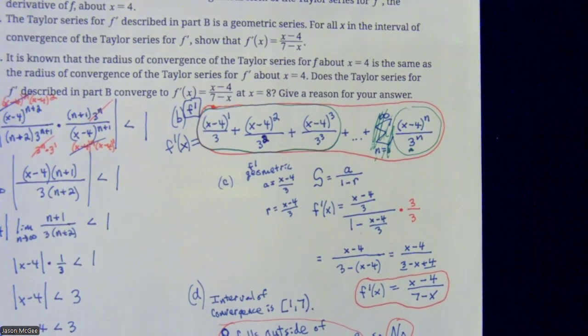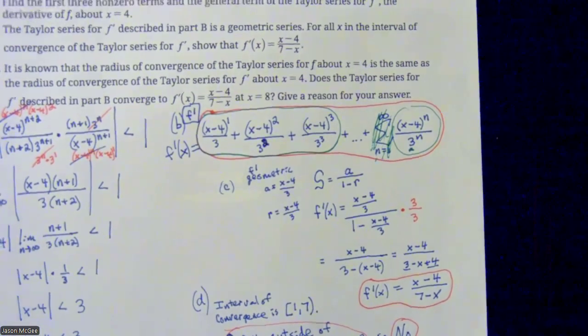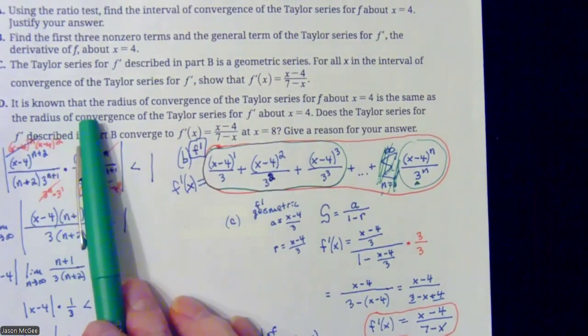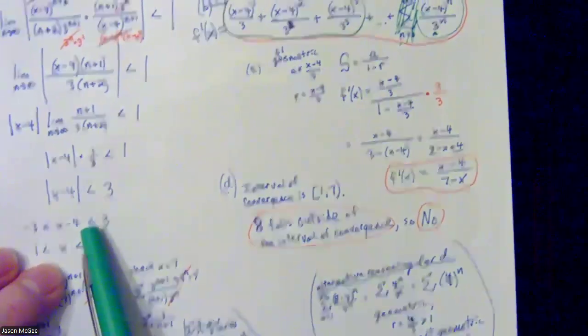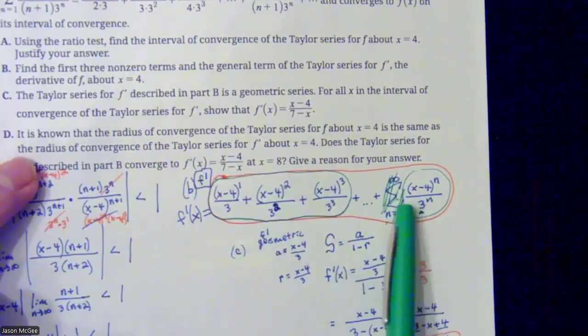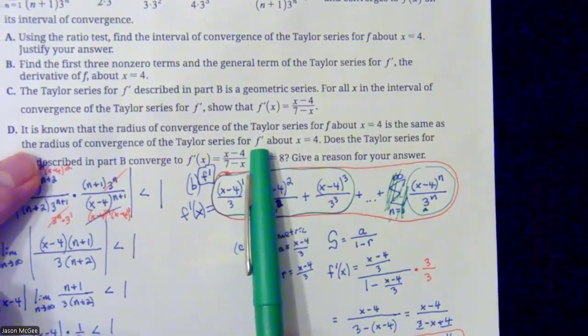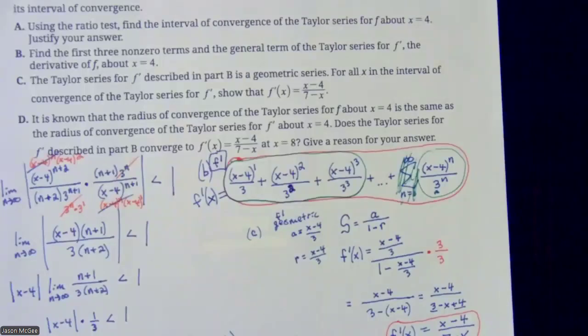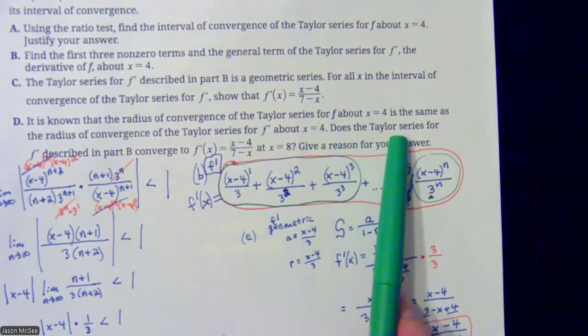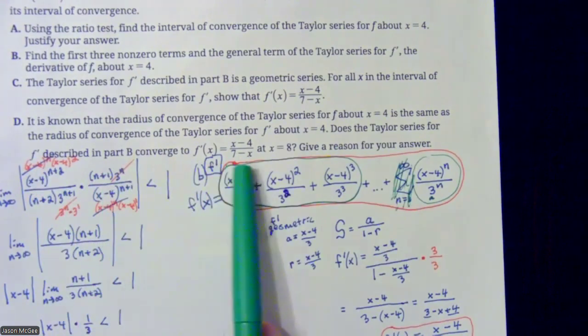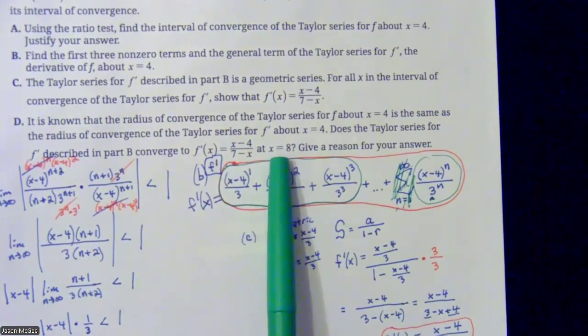And then part D is actually pretty simple. There's a couple ways that you could justify this. Typically, whatever the radius of convergence is for the original function, it's going to be the same radius of convergence for the derivative. And so it just kind of tells us that that's supposed to be a known thing. But here it says, does the Taylor series for f prime converge at x equals 8?